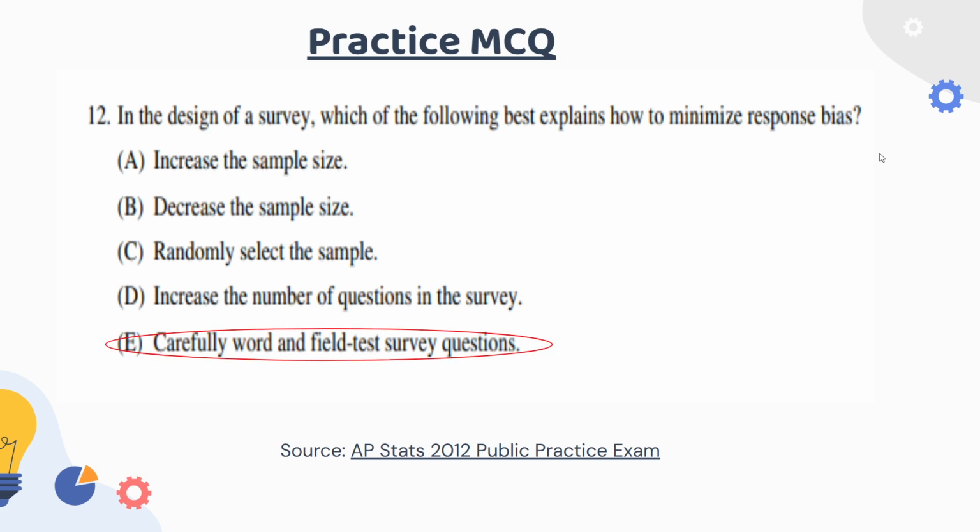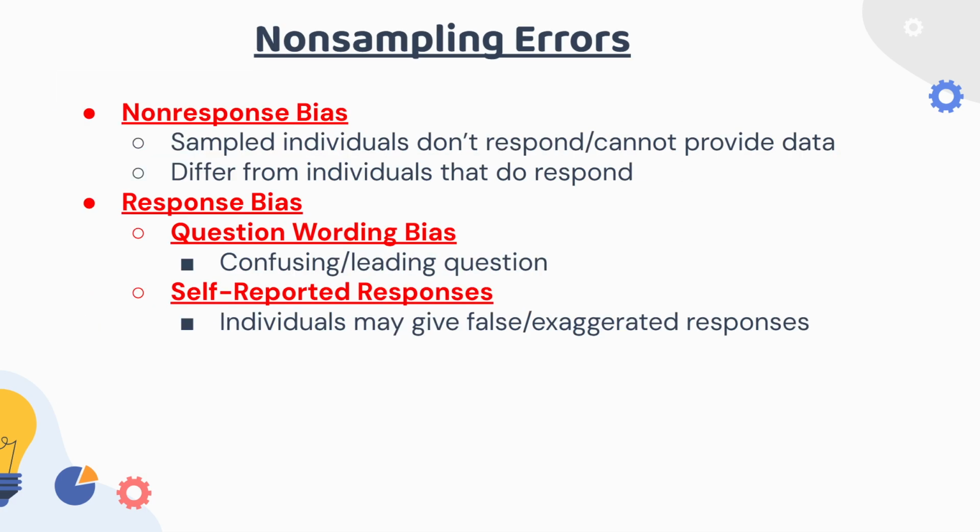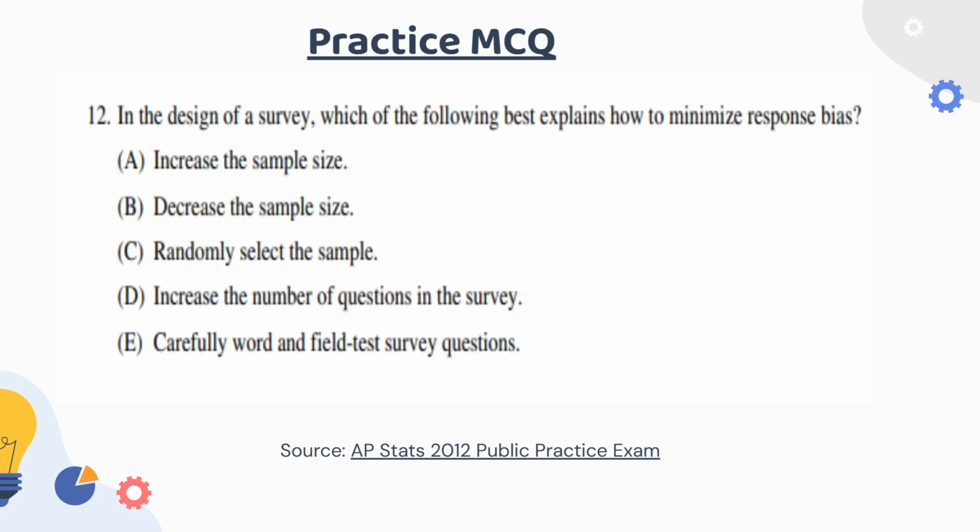Remember in the previous slide, we went over the biases. If you look here, one of the biases is question wording. When you have some kind of bias in the questioning, when it's a leading question, when it's influencing you to answer something, the keyword is response bias. That can introduce bias. So that's how you minimize bias.